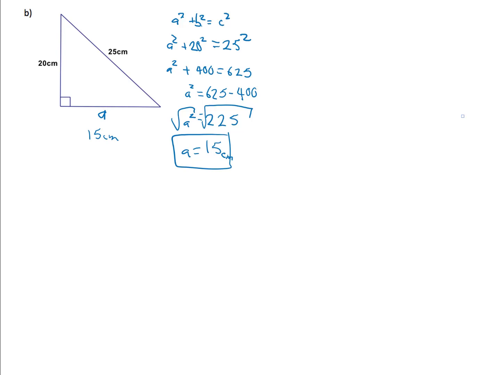Now we can actually determine our perimeter because we just add up all the sides. I'm again going to start going clockwise. You can start with whatever number you want. I'm going to start with 25, then I'm going to add 15, then I'm going to add 20.